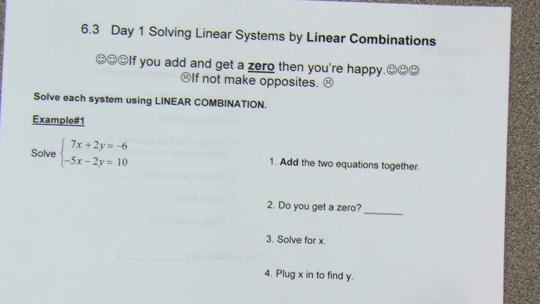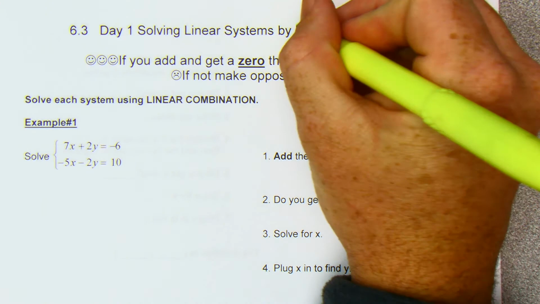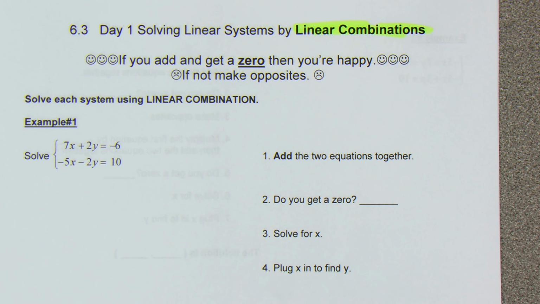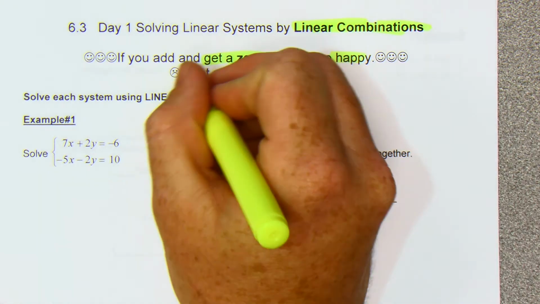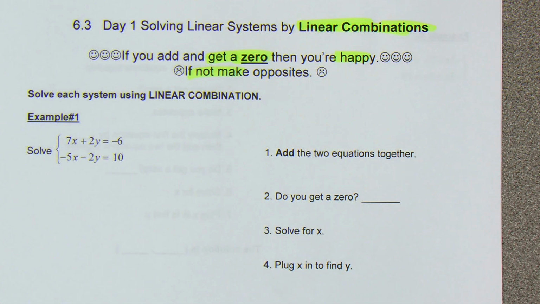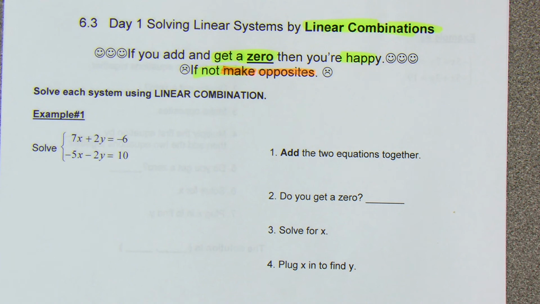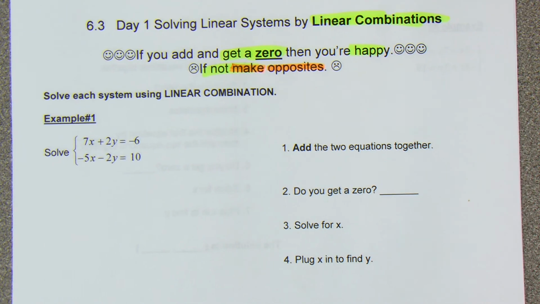We have some pretty easy steps to follow on the right here, but we're going to go over the top first. So we are solving systems by linear combination. Here's our general rule. If we add and get a zero, then we're happy. If not, we make opposites. I'm going to highlight that in a different color. If not, we make opposites, okay? And we'll show you how to do that as well.